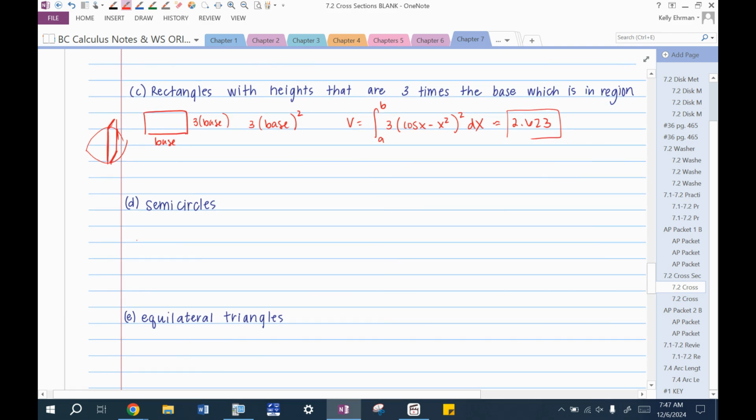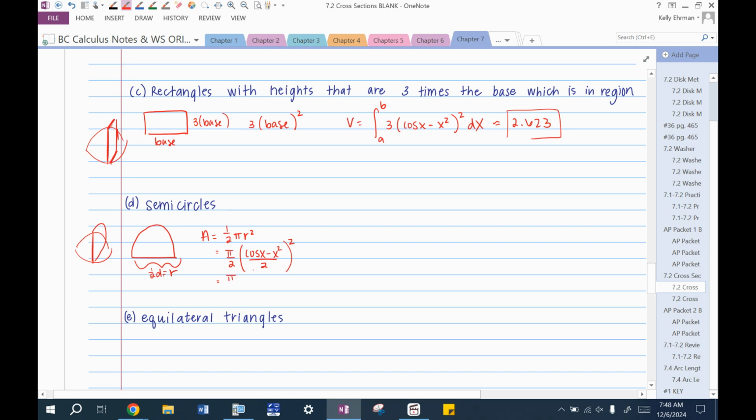Okay, what about semicircles? So you've got a semicircle. Again, the diameter of the semicircle is in the circle. So this is the diameter. And remember, the radius is half the diameter. So when we say a semicircle is 1/2 pi r squared, well, our diameter is cosine x minus x squared. So we're going to have 1/2 pi times cosine x minus x squared, cut that in half over 2 to get the radius, and then we have to square the radius.